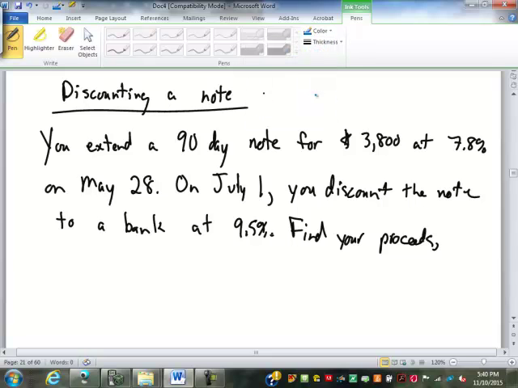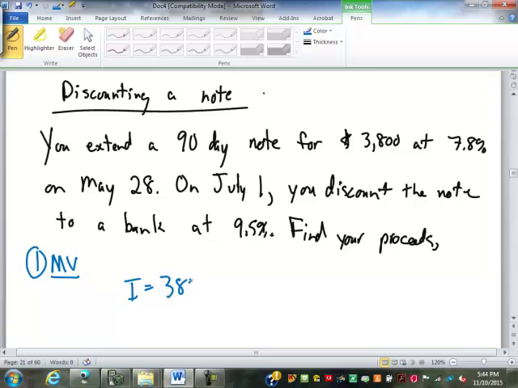I'm going to give you guys a couple minutes. See if you can remember how to do this on your own, then we'll look it over. So what is step one? Find the maturity value of the original note. So we first, of course, have to find the interest.